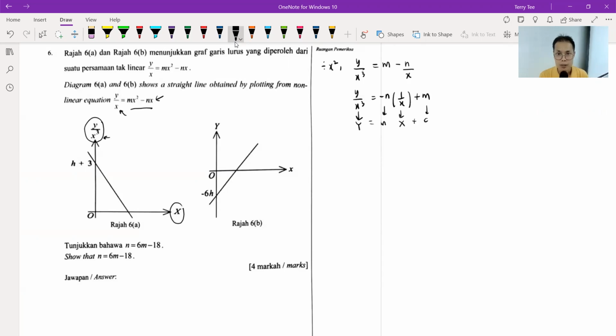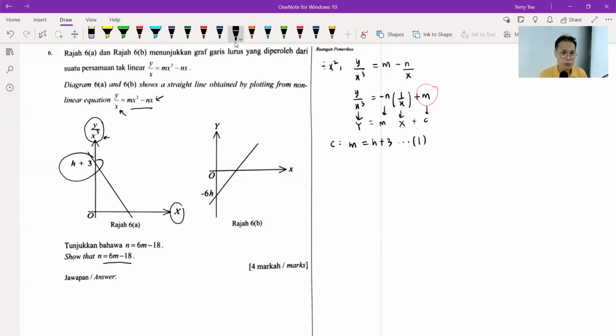So what we want to do here is to show that n equals 6m minus 18. Now, in your first graph, we can see your y-intercept is h plus 3. The y-intercept from this equation here is m. So, comparing y-intercepts, m equals h plus 3. Now you notice that the final answer doesn't have h, so we know we have to get rid of h later on. It's okay, I'm going to leave this out and call it equation 1.